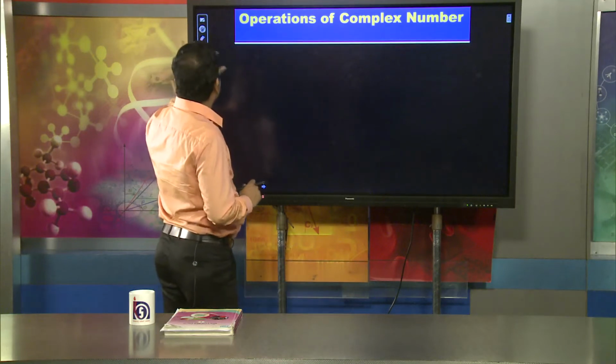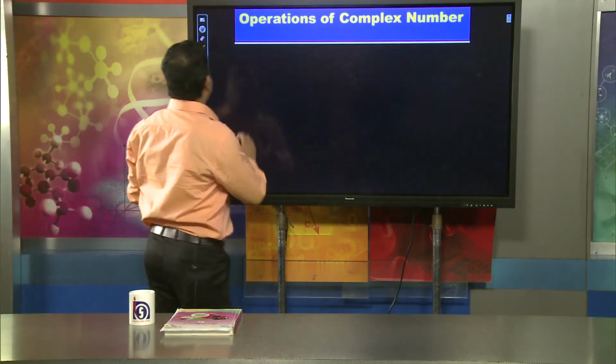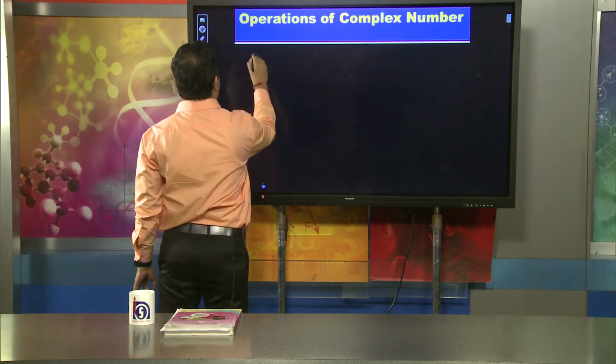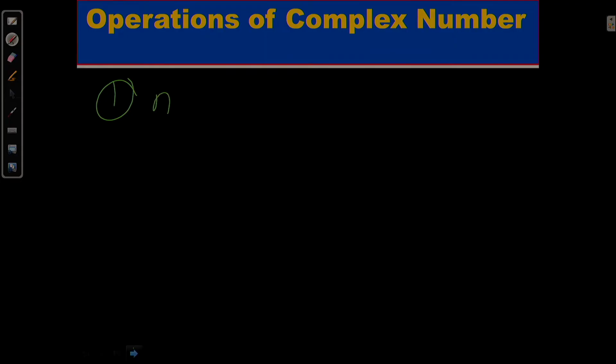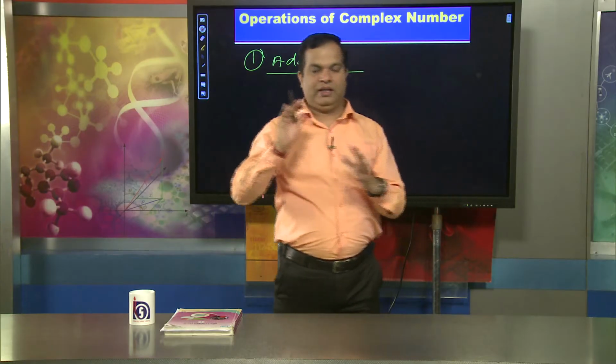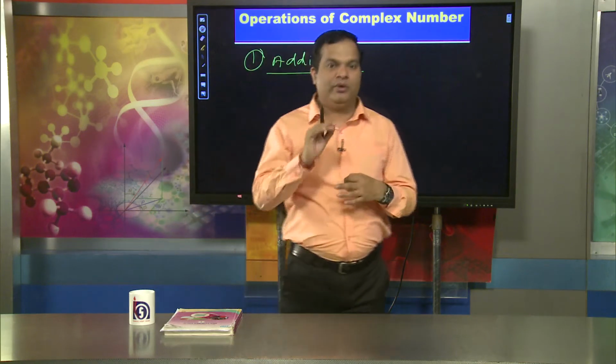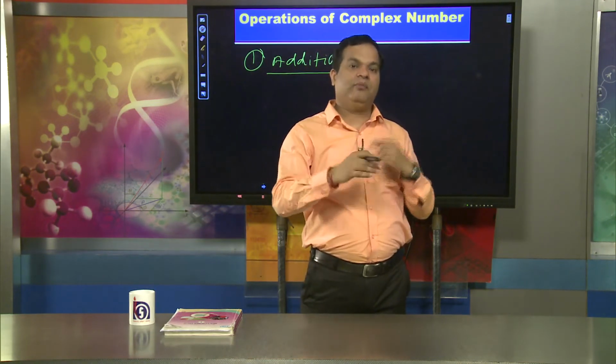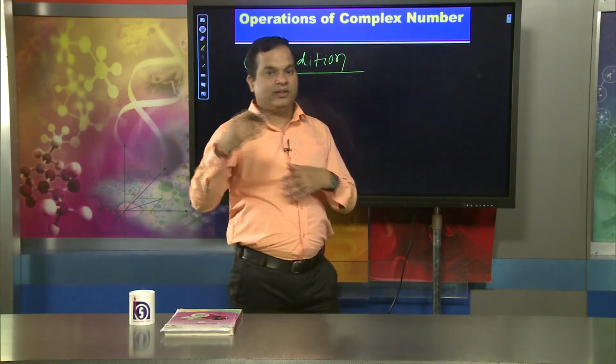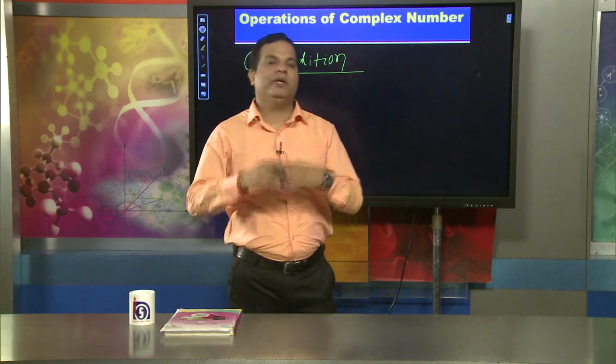The first thing is addition. When talking about the addition of two complex numbers, remember that in a complex number there are two parts: one is the real part, and another is the imaginary part. Here what will we do? The corresponding real parts will be added to each other, and the corresponding imaginary parts will be added to each other.